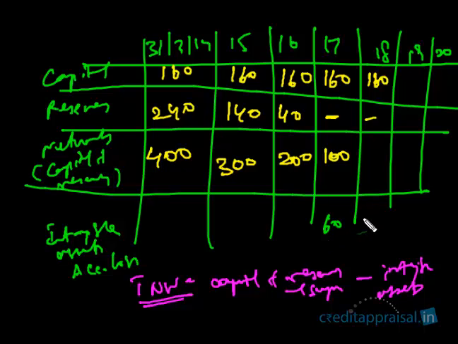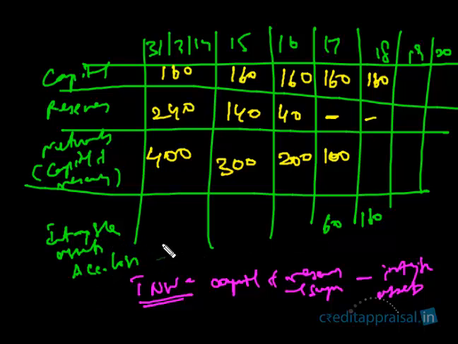Earlier it was 60, now it will be 160. You see here, earlier when we had some reserves, we are going to decrease the reserves. But once reserves become 0, what are we going to do? We are not going to decrease capital. We leave capital untouched, and then we will create a new item called intangible asset.